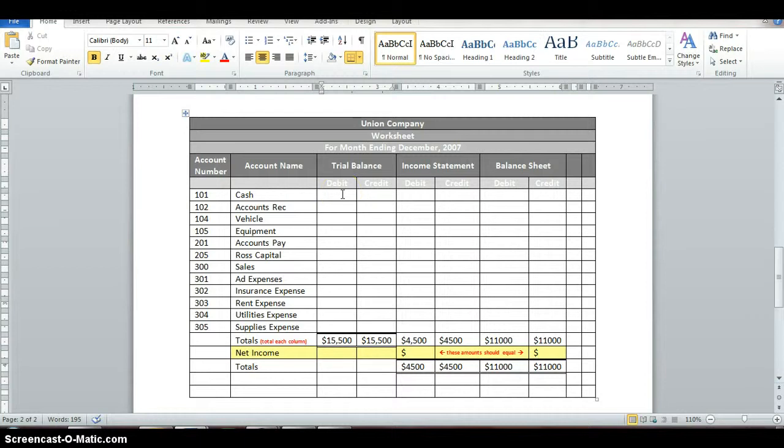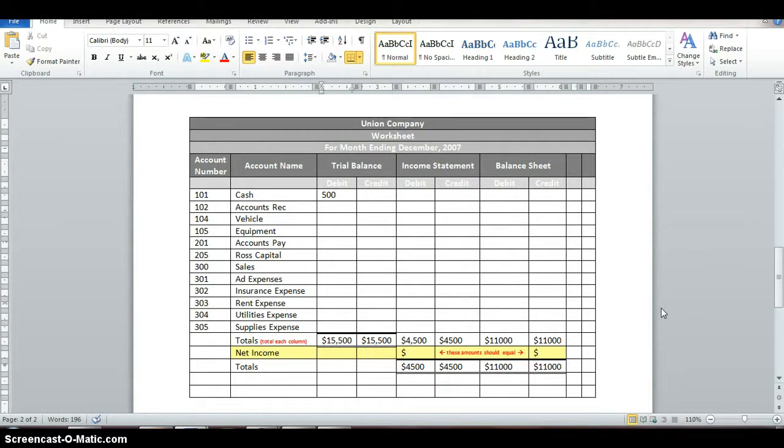So I left some spaces for you in your template, and here I'm not going to fill them all out, because I want you to do that on your own, but I'm going to fill a few out here and then show you what we're adding on the income statement and the balance sheet portion of the worksheet. So I'm going to show you those steps next. So I'm just going to fill out a couple of these numbers here.